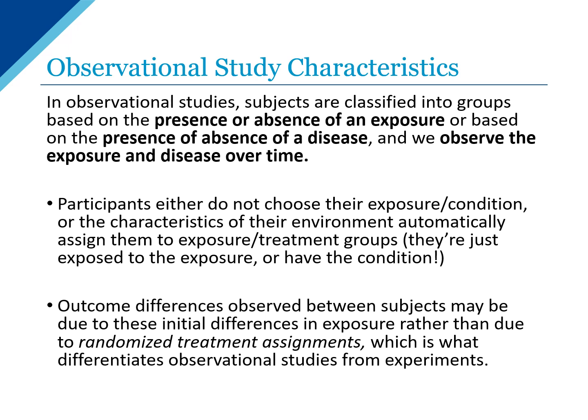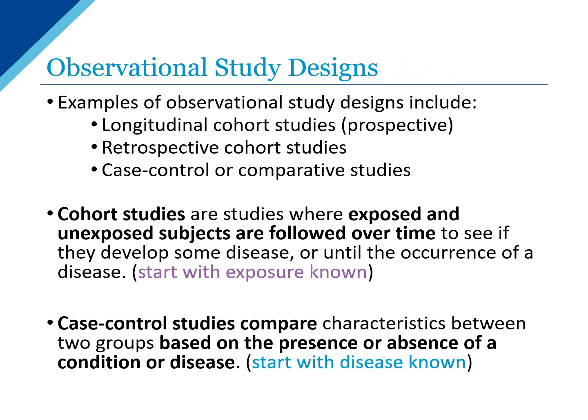Typically, participants don't choose their exposure or outcome group. They happen to be exposed to the exposure or engage in the behavior or risk or to have the condition. This is what differentiates observational studies from experiments in which individuals are randomized into exposures or treatments. Examples of observational study designs include longitudinal cohort studies, which are prospective or towards the future, retrospective cohort studies, which look backward, and case control or comparative studies.